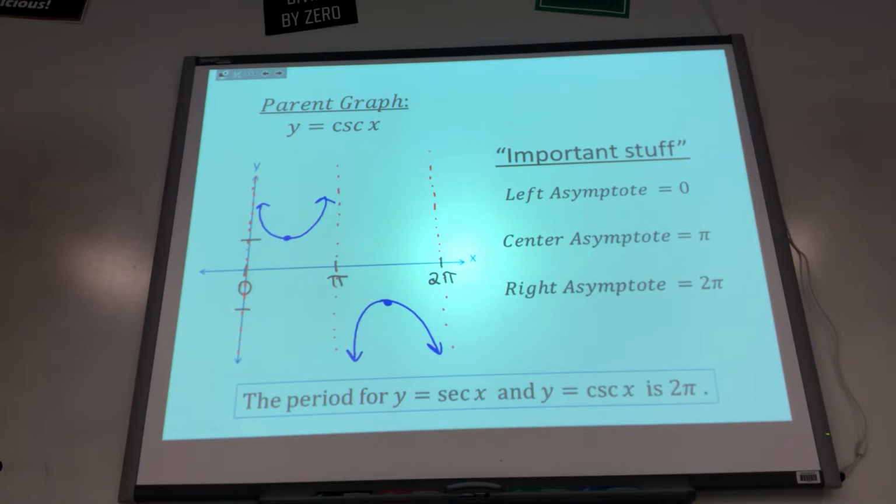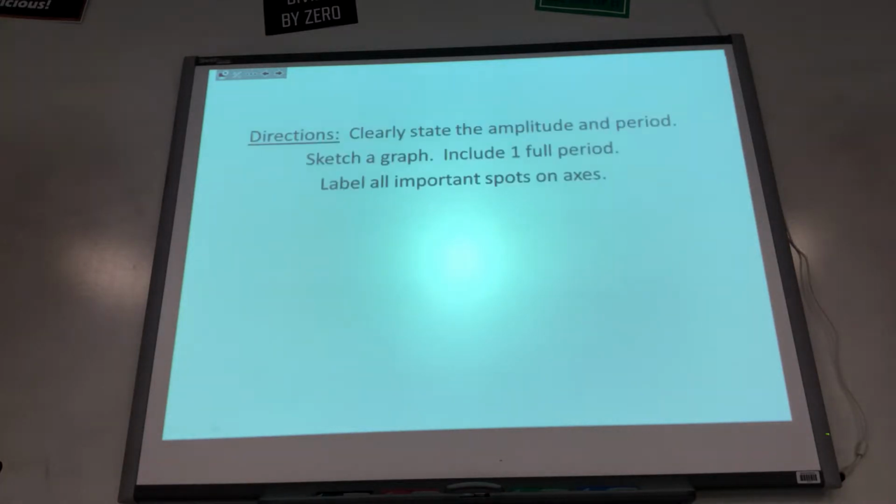Okie doke. We've got what we need now. So directions, again, are the same as they've been for the past, I don't know, week probably now. Clearly state the amplitude and period, sketch a graph, include one full period, label all of the important spots. You can say same as earlier if you want to. Save a little bit of time there.